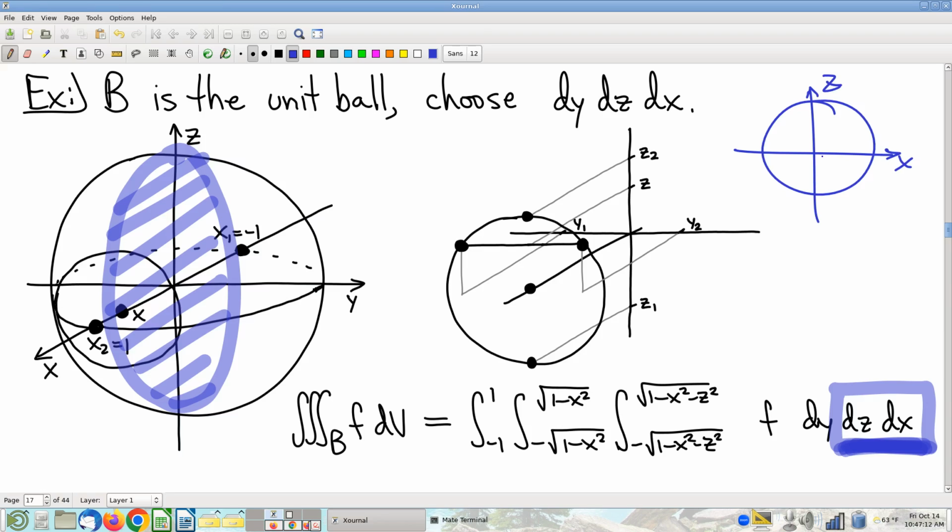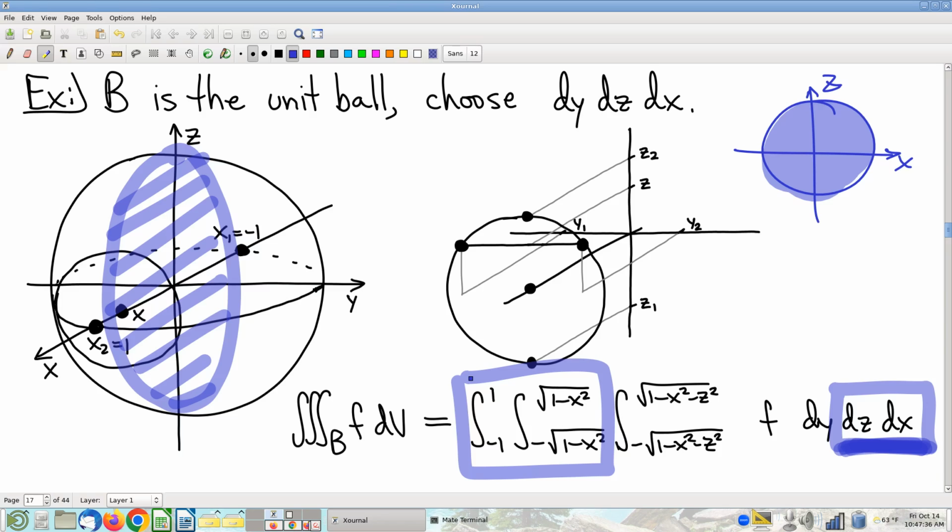And you can slice up this disk in the XZ plane however you like. Slice it up the usual double integral sort of way. Not a hard picture to draw, and now we're 2/3 of the way done, just by looking at what was an easy projection into the XZ plane, right?